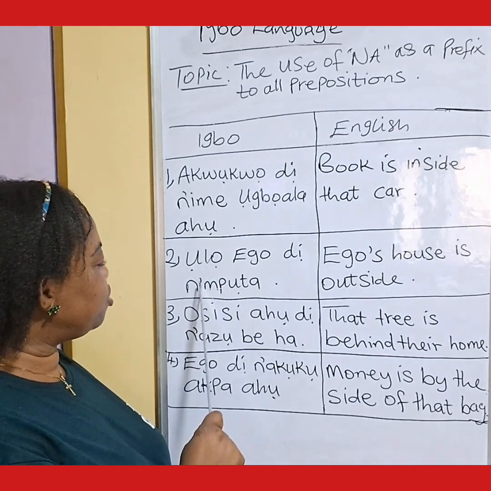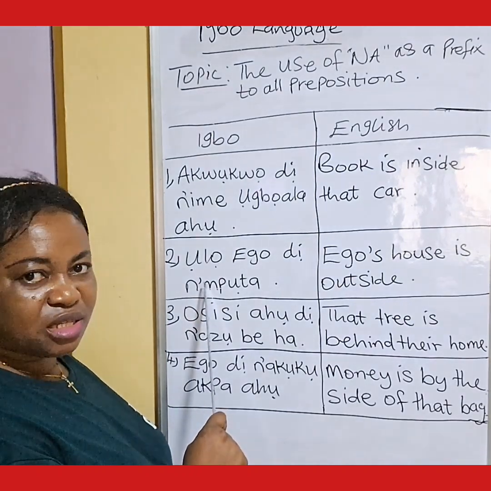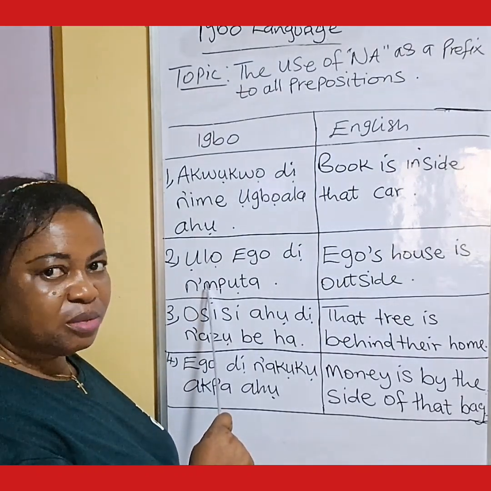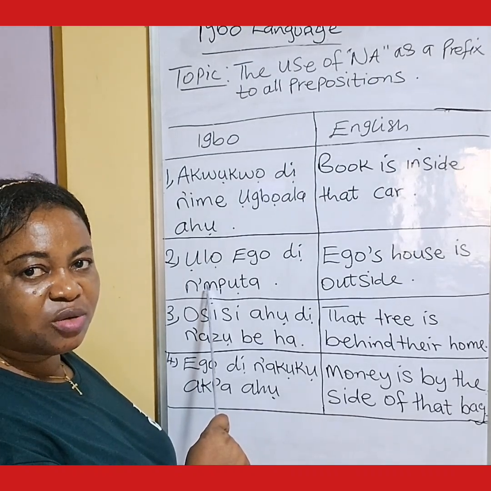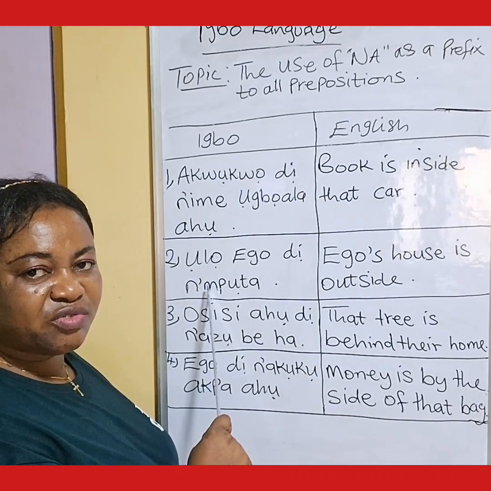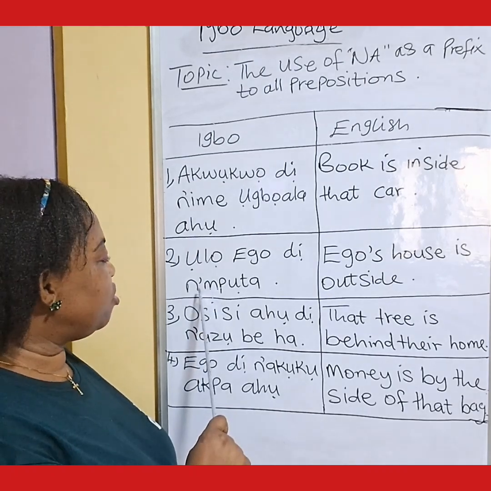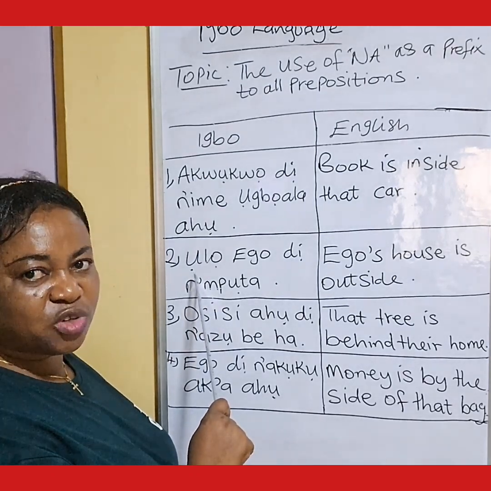That is why we put a comma here, because this me is also a vowel. We consider it as a vowel in Igbo. That's why we remove a and put an apostrophe.